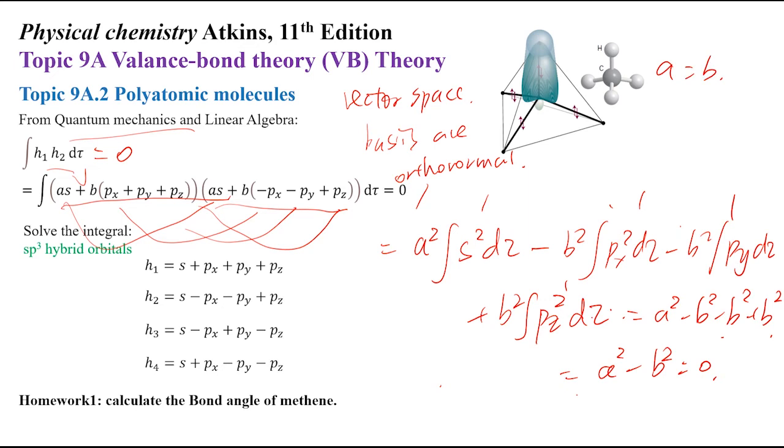And using the normalization, we get these four hybrid wave functions here. It's very clear, right? And you can check them by yourself. These two are orthogonal, and each two of them are orthogonal to the others. So if you know H1 and H2, then you can know H3 and H4. And I will give you homework to calculate the bond angle of methane. This is quite easy if you use this diagram here.